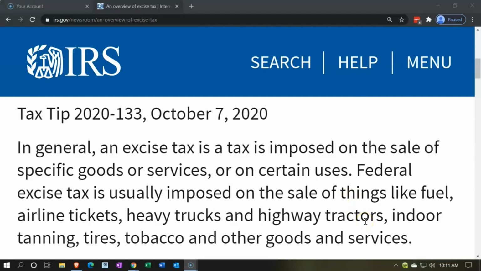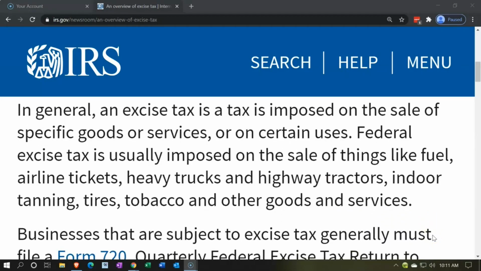Federal excise tax is usually imposed on the sale of things like fuel, airline tickets, heavy trucks and highway tractors, indoor tanning, tires, tobacco, and other goods and services. Often the excise tax is tacked on to a good or service that might be using public goods and services in some excessive way. For example, with fuel tax, the people that buy more fuel pay more of the tax that goes to the roads. People buying more fuel are getting more use of the roads, and the roads are provided by the government, so it makes sense to apply a tax to the fuel so that the people using the roads more pay a higher share of the upkeep.